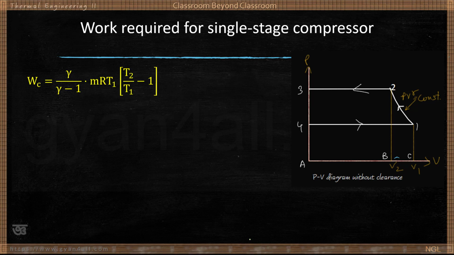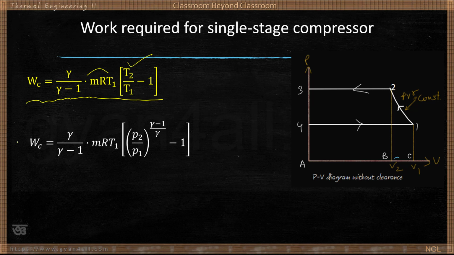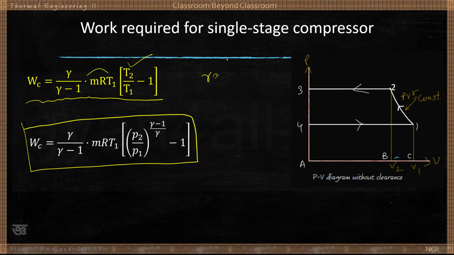So what do we get? Work done on the compressor is equal to gamma by gamma minus 1 MRT1 and this. And also we can write in terms of pressure, also of course temperature, P1. Gamma, we know what is gamma? Cp divided by Cv, and gamma equal to 1.4 for air. Standard value is 1.4.